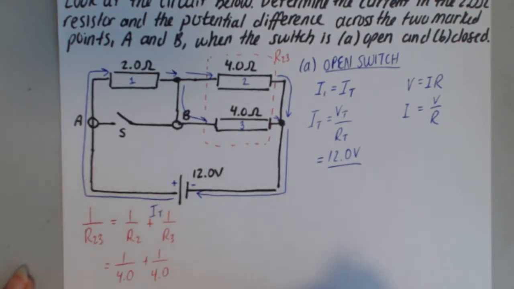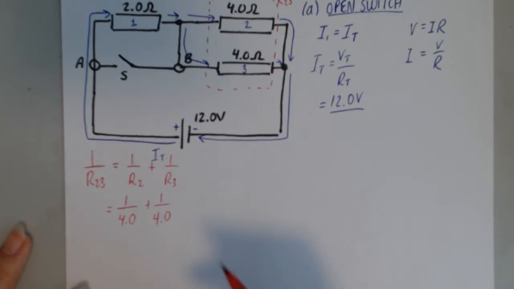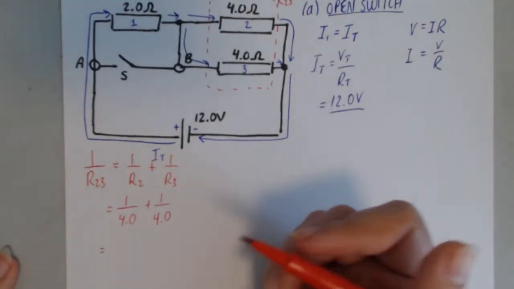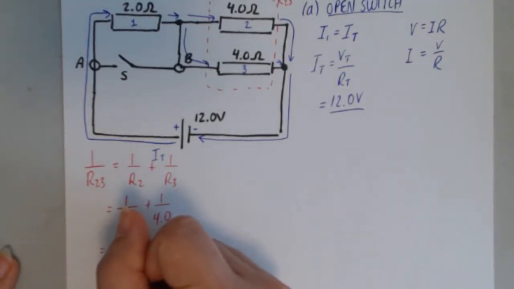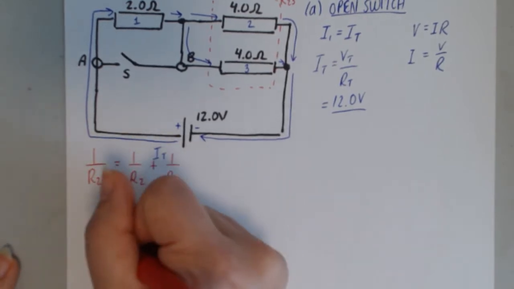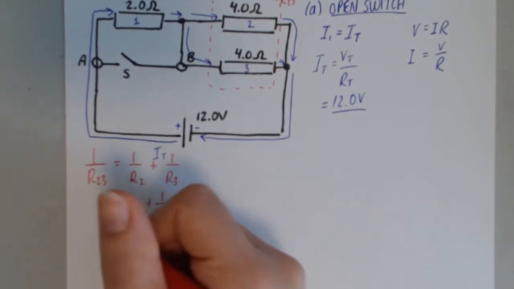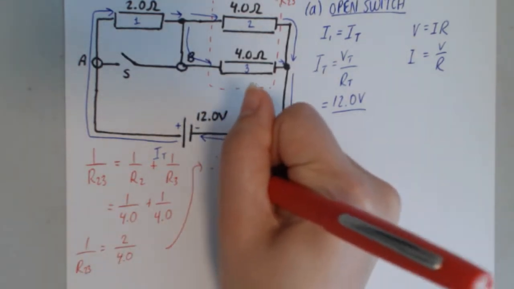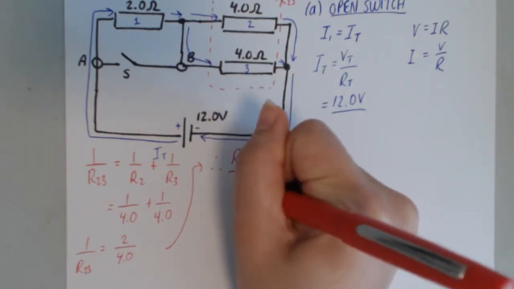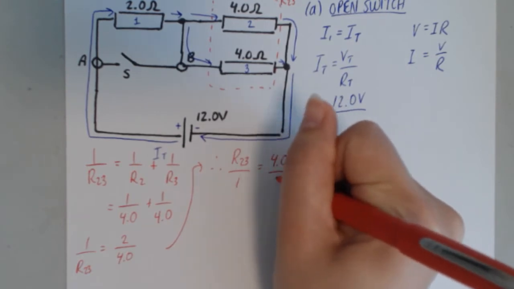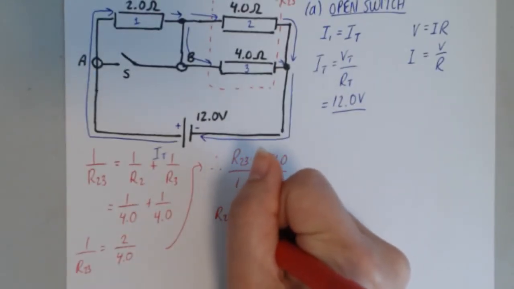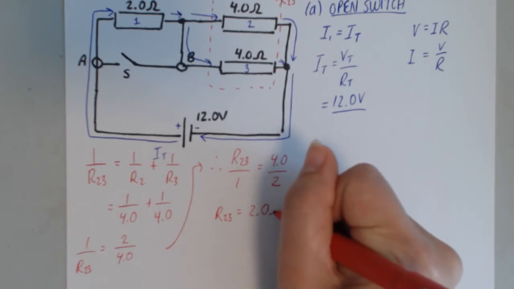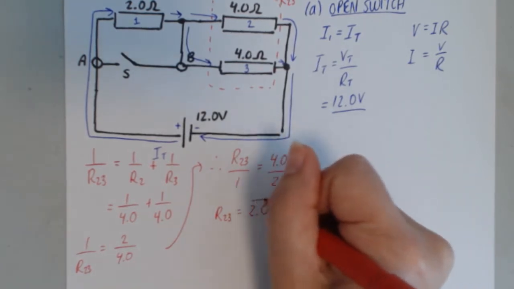So 1 divided by 4 is a quarter. That's 0.25. Or you could do it like this. You could say, well, they have a common denominator. So 1 plus 1 in the numerator makes 2. 2 divided by 4 is equal to 1 over R23. So therefore, R23 over 1 is equal to 4 over 2, which is 2. So the equivalent resistance of 2 and 3 is 2 ohms.